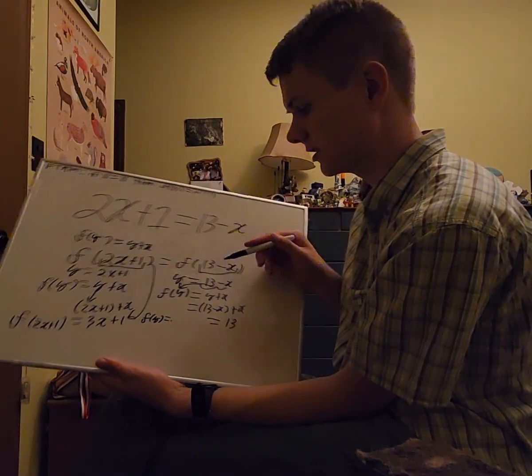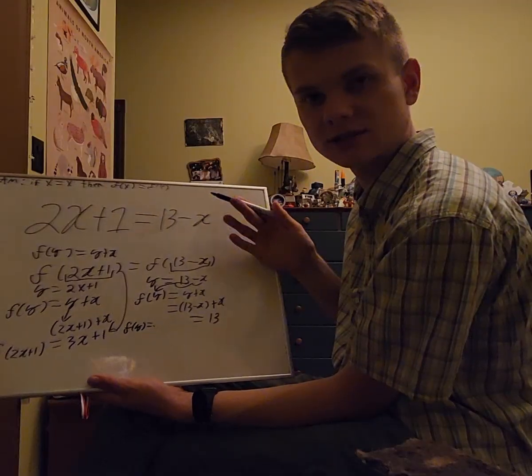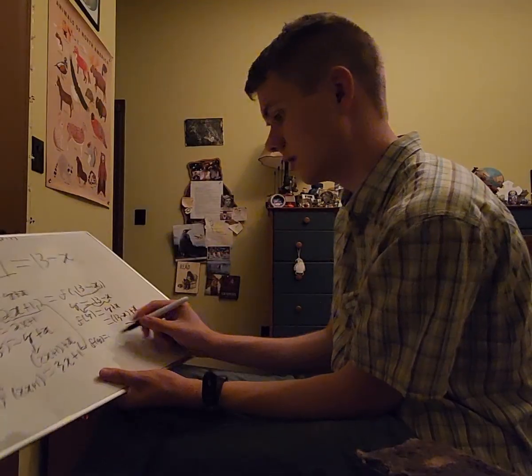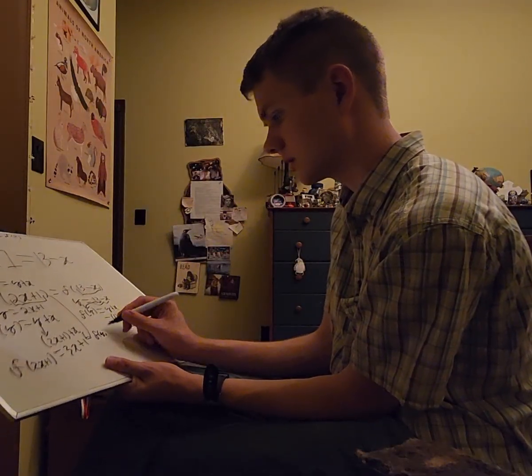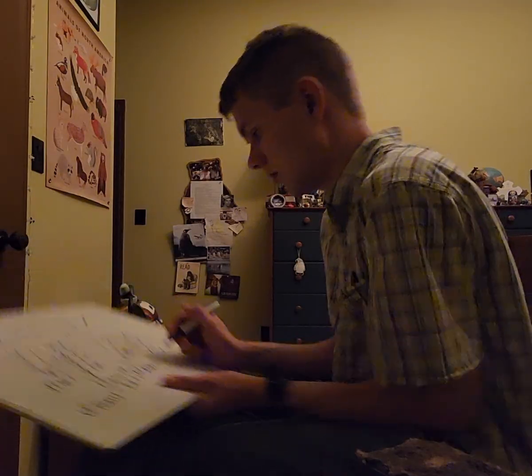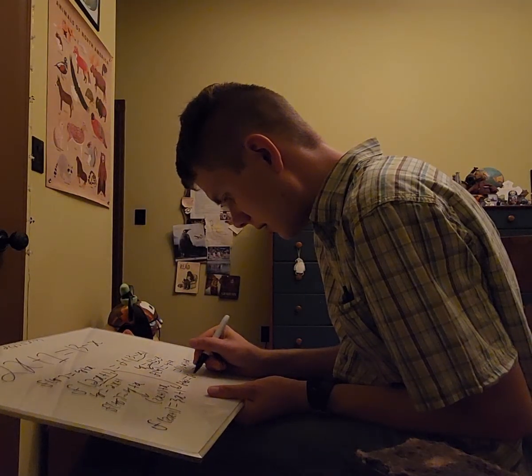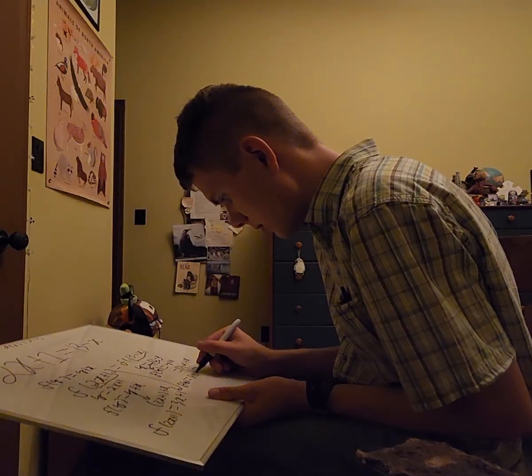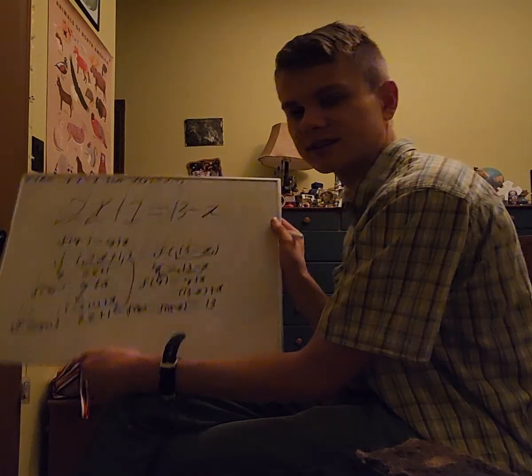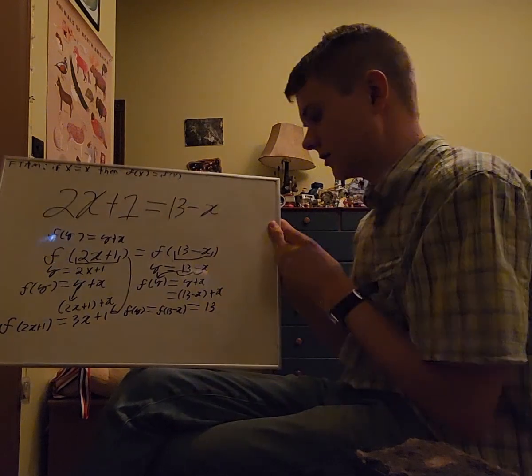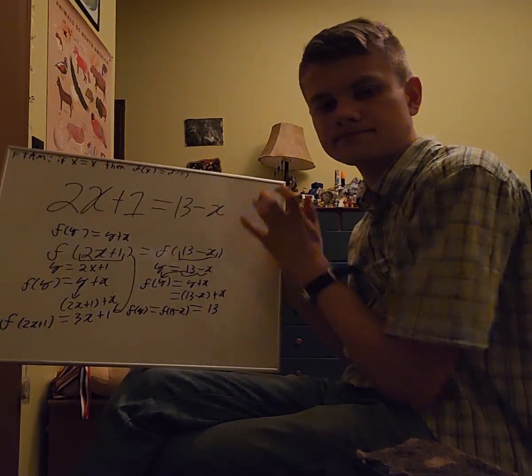And we know what y is. We said y is 13 minus x since that's what we passed through the function, and y is just the argument. So f(13 minus x) is equal to 13. Okay, great. So we did that step, and we know this is true.